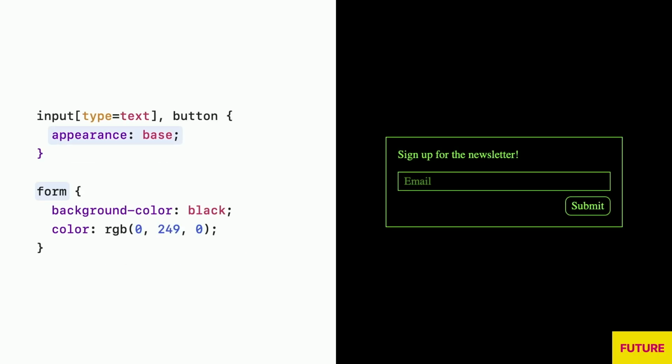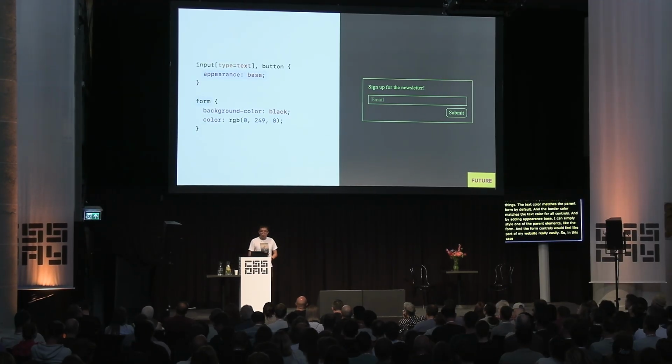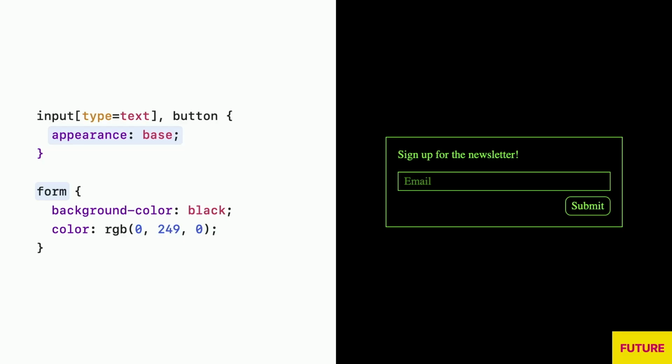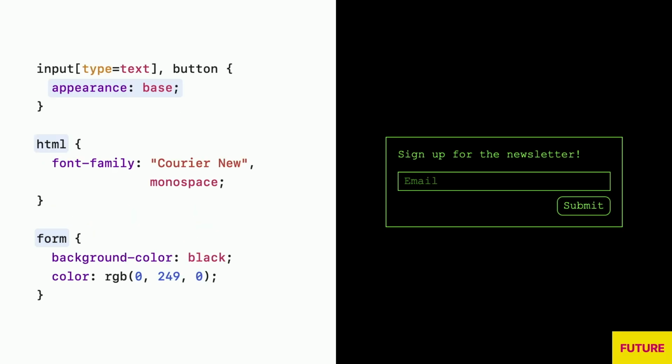By adding appearance base, I can simply style one of the parent elements, like the form, and the form controls would feel like part of my website really easily. In this case, I've set a black background and a green text color, and I've added no extra styles on the controls themselves aside from appearance base. And this is what the end result would look like. We've also fixed the font problem from earlier. I could just set a font family on the root element, and it would inherit all the way down to the form control.